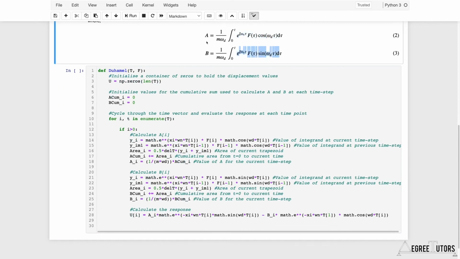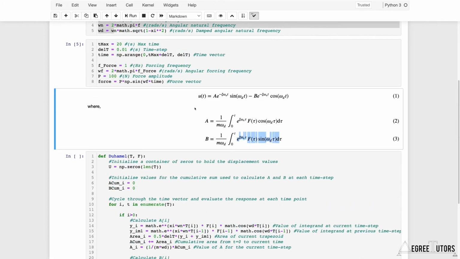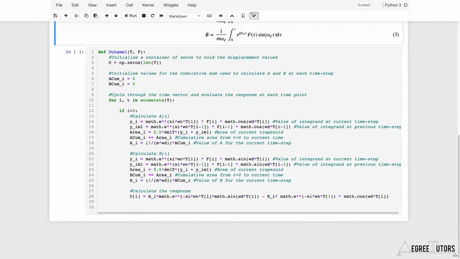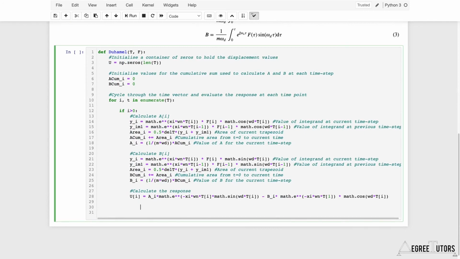So we've calculated A and B for each time step, and every time we calculate a new value of A and B, we also calculate the response for that current time step. The thing you can't forget to do at the very end is return out of the bottom of this function. So let me step back out, we want to be in the function, so the last thing we do is return U, the response. So whenever we call this function, it will execute all of this code on whatever value of time vector and force vector we pass in, and it will return out the response for our system.